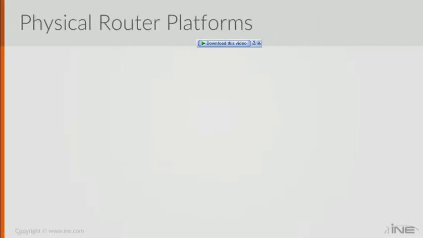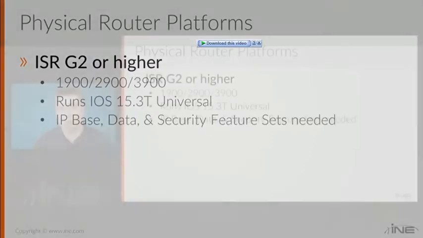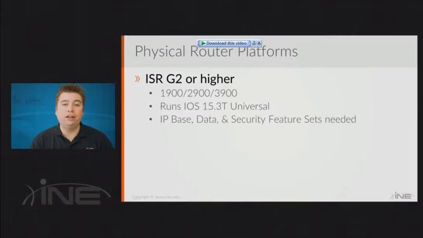Now, in terms of physical boxes, if you want 100% of the feature support, you're going to need ISR G2 or higher. So you could run all ASR 1000s if you have access to them, but the problem is that most people probably won't have access to the physical resources in order to do this. If you look at the pricing of these, the issue is not necessarily the price of the box, the issue is the price of the licensing.